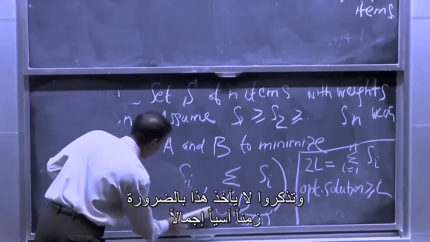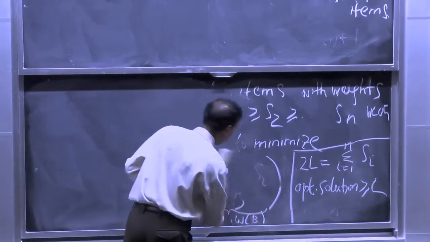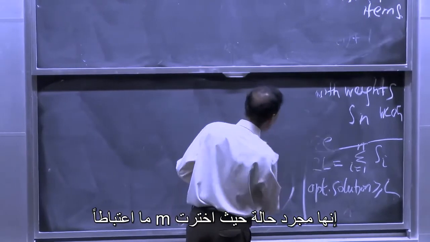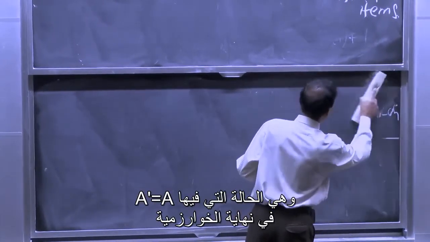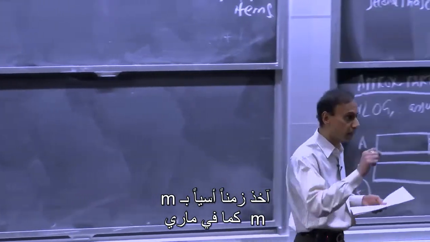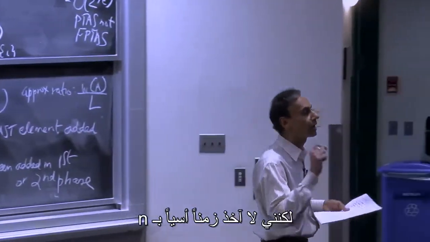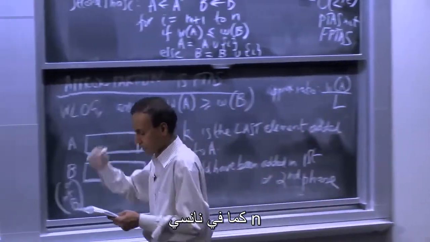And remember that this is not necessarily taking exponential time overall. It's just a case where I've picked some arbitrary m, and it happens to be the case that A equals A prime at the end of the algorithm. So I am taking exponential time in m, M as in Mary, but I'm not taking exponential time in n, N as in Nancy.